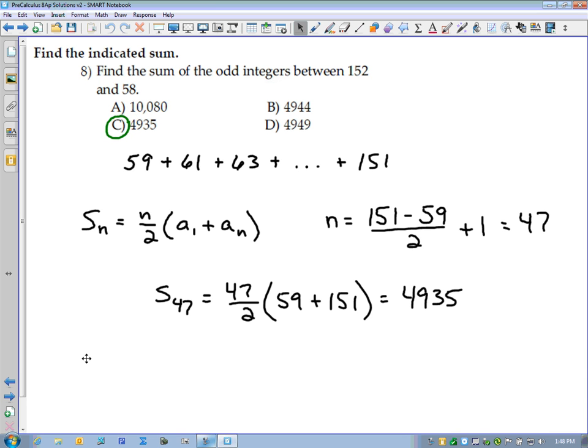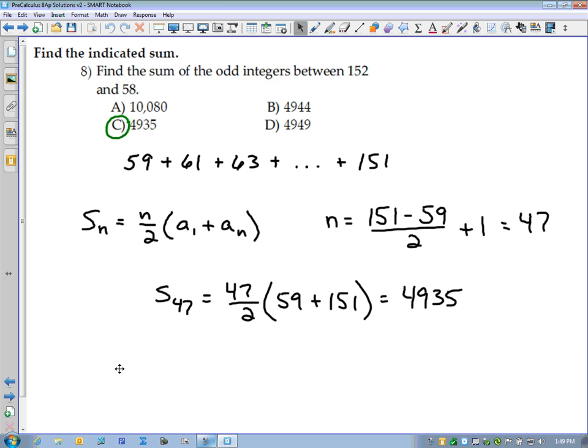And there is another way to work this problem. I will show you a separate way to work it. And that's realizing that the general term for an odd number is 2n minus 1. So therefore, you should be able to realize that 59 is the 30th odd integer, because if you set up the equation 2n minus 1 equals 59 and solve for n, it would be 30. Likewise, 151 is the 76th odd integer. So therefore, if you were to set up the equation 2n minus 1 equals 151, you would get 76 for n.